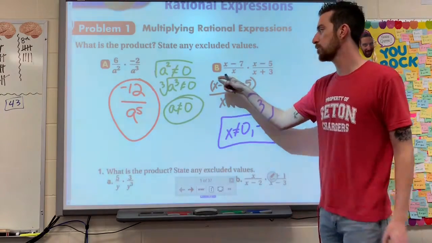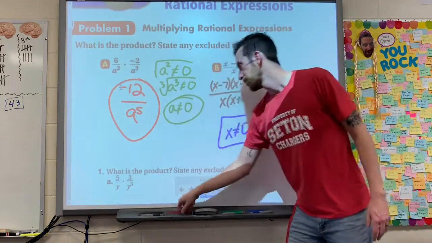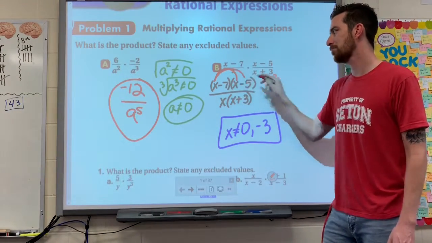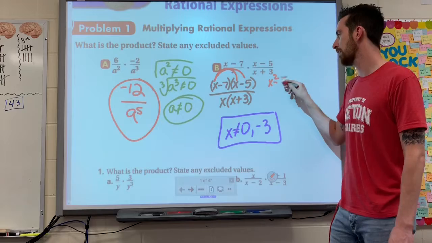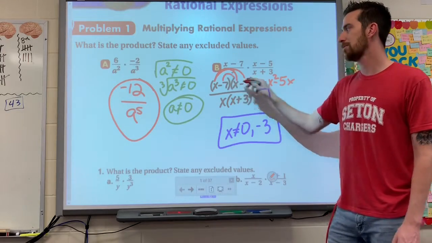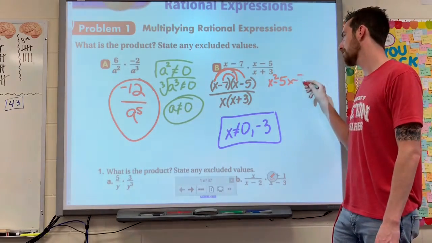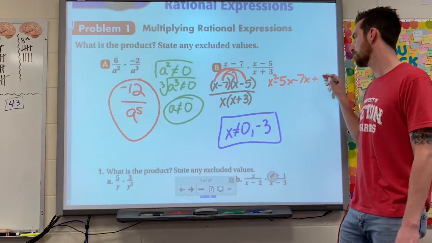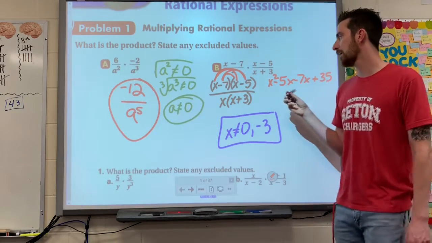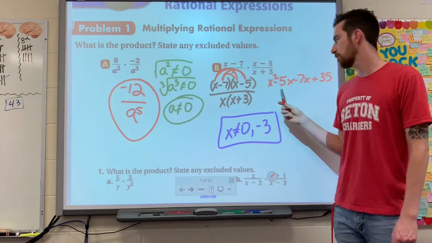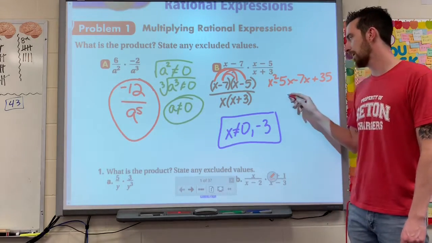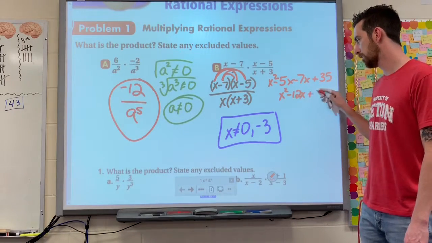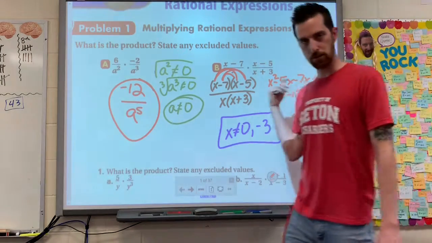So if you do first, outside, inside, last, x times x is x squared. Outside, x times negative 5 is negative 5x. Inside, negative 7 times x is negative 7x. And last, negative 7 times negative 5 is positive 35. If we clean that up a little bit, like terms, negative 5x, negative 7x gets you negative 12x in the numerator. So there's our whole numerator.